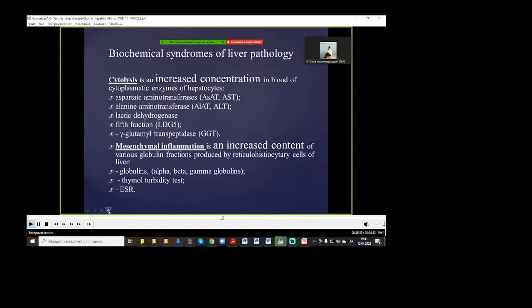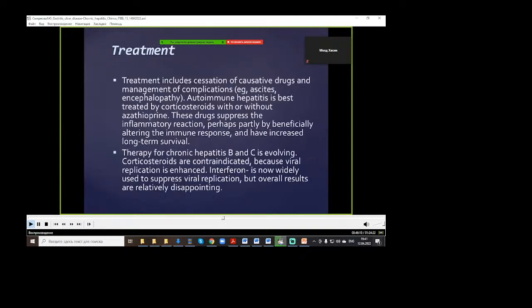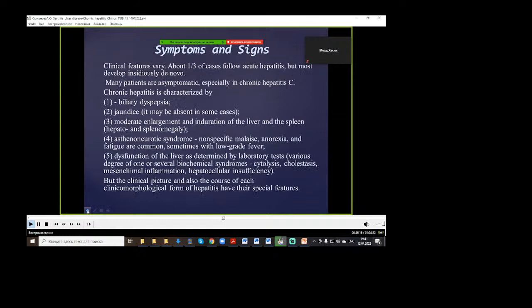So this is the clinical and laboratory presentation of chronic hepatitis. On a general inspection of patients with chronic hepatitis, we will detect moderate enlargement and induration of the liver and the spleen.